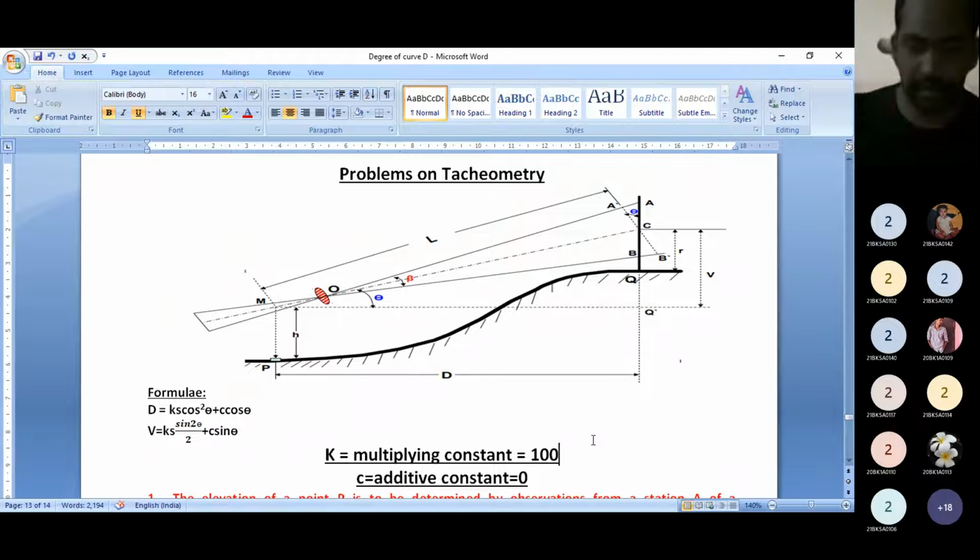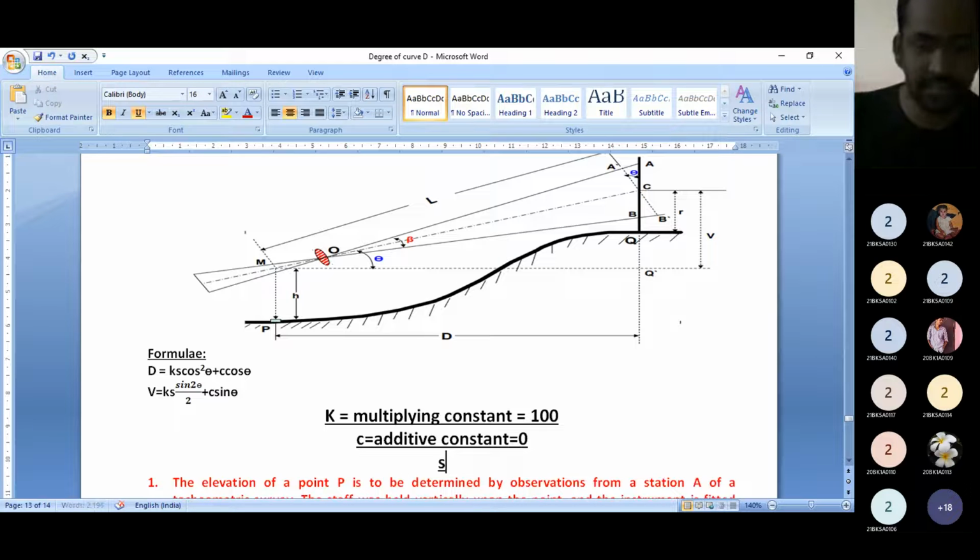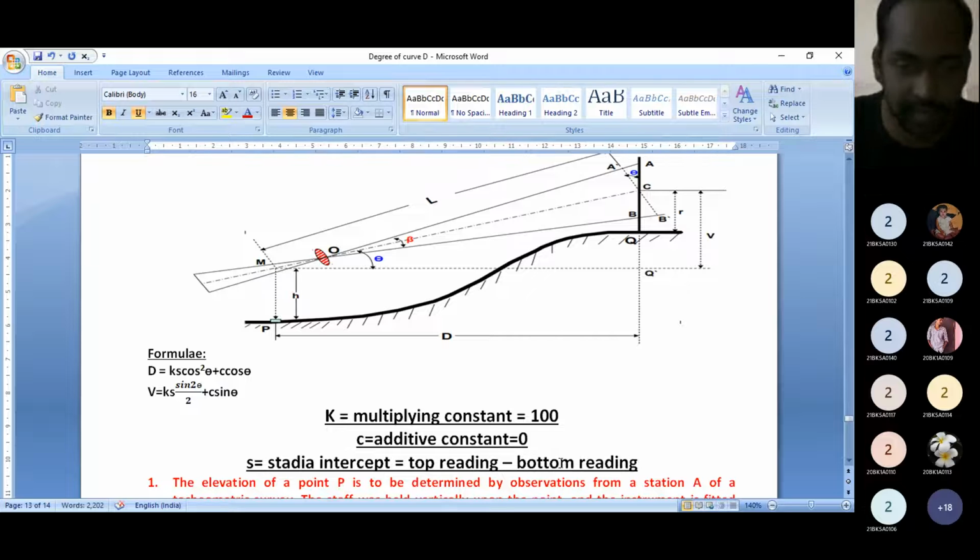Okay now, and where S is the, what is S? I told you, S is the stadia intercept. It is the difference between the top reading and bottom reading. Okay now, so top reading on leveling staff minus bottom reading on leveling staff will give you the S value. Understand now? So that's all.